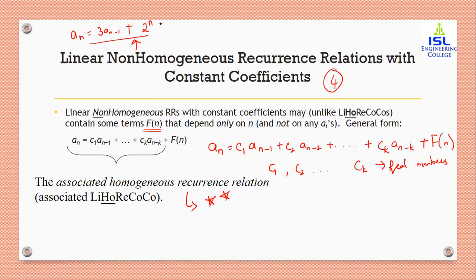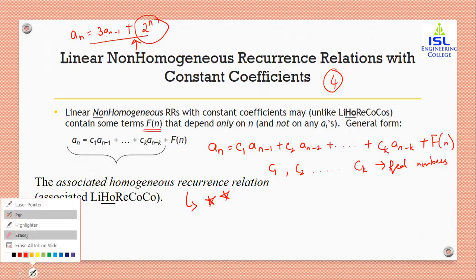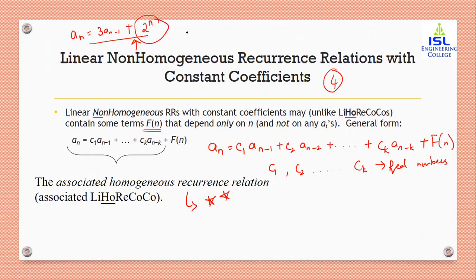First and foremost, we have this value over here, f(n). This is our f(n). In this case, we have this function which is dependent only on n and not on the a_n terms, and this is known as linear non-homogeneous.